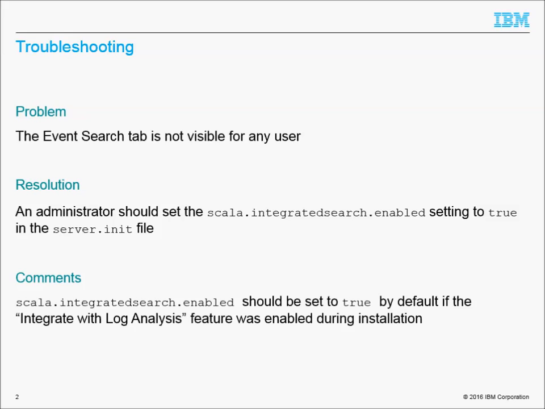Here are some troubleshooting tips for the new integrated event search feature. Problem: the event search tab is not visible for any user. The visibility of the event search tab is primarily controlled by a setting in the server.init file. So to resolve this problem, an administrator should edit that file and make sure that the scala.integratedsearch.enabled setting has been set to true. It should be noted that by default this property will be set to true after installation if the administrator has checked the integrate with log analysis feature during install.